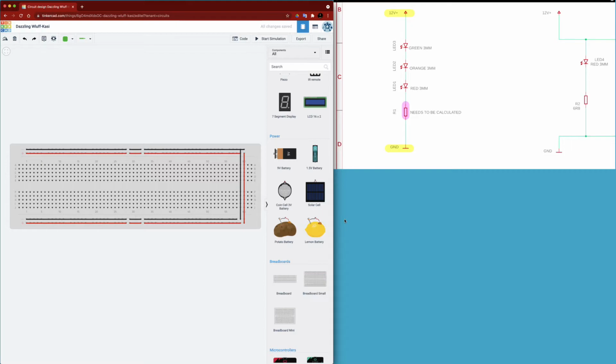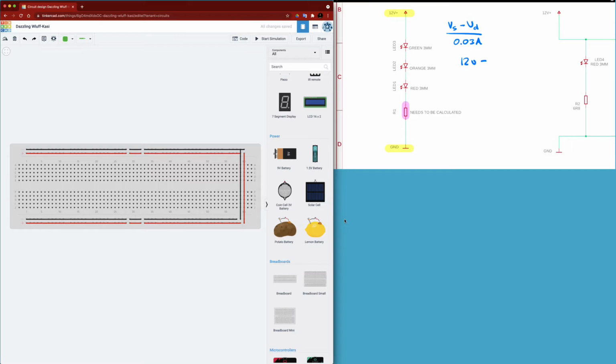So what we want to do is take the voltage supplied, subtract our voltage drop, and divide that by the current, which is going to be 0.03 amps. So what is our voltage supply? Well, that is 12 volts. And what is our voltage drop?